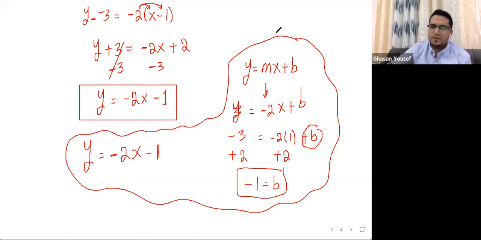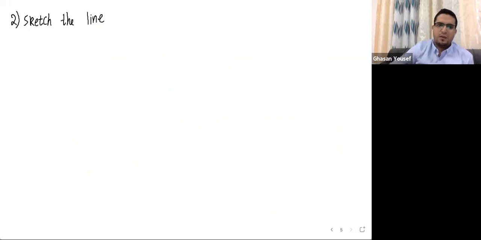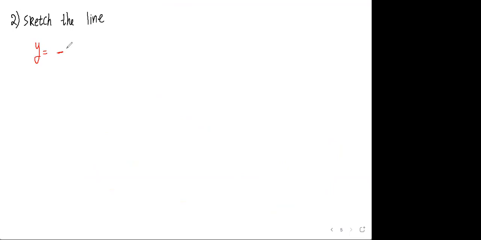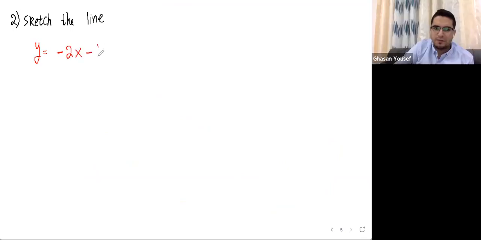Both of them you can use this way or the other way. Both of them are correct. Here this is y, just plug inside the y the value of minus 3. How can we sketch the line? So I get the equation of the line: y equals minus 2x minus 1.